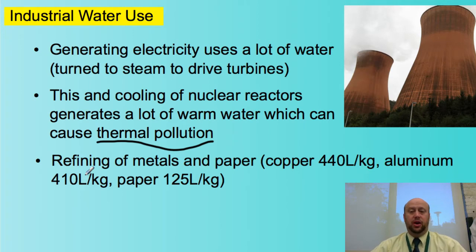And if you think about it, a kilogram is about 2 pounds. So to manufacture 2 pounds, it takes 100 gallons of water. That's an enormous amount. To manufacture something like, say, paper, it takes about 125 liters for every kilogram.